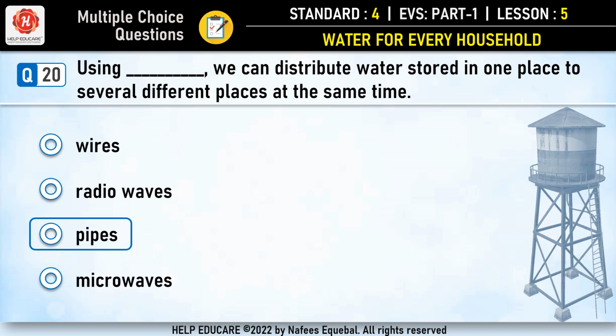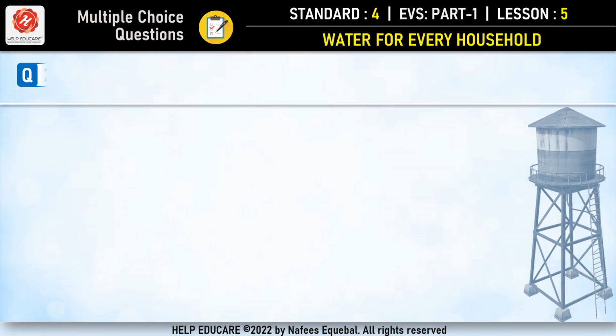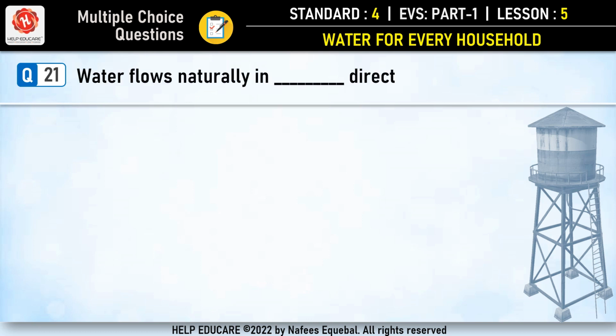Correct answer is pipes. Question number 21. Water flows naturally in dash direction. First option, downward. Second option, upward.